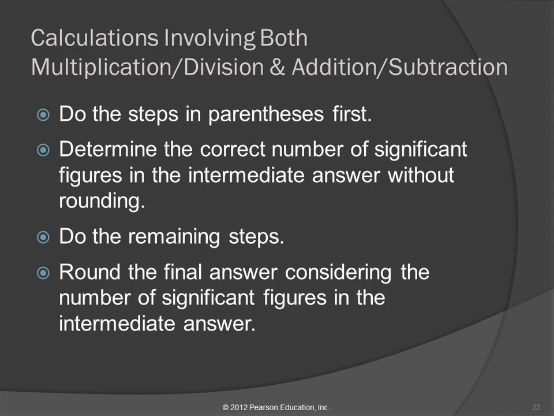Sometimes we combine multiplication and division with addition and subtraction. And so you need to be careful about the order of operations so that you end up with the correct answer. If there are things in parentheses, you do those first. You need to look at the number of significant figures in the intermediate answer, but you do not round off intermediate answers. You do all the steps, and then you're going to round the final answer based on the number of significant figures. That doesn't make a lot of sense, but we'll do an example and hopefully it'll make sense.